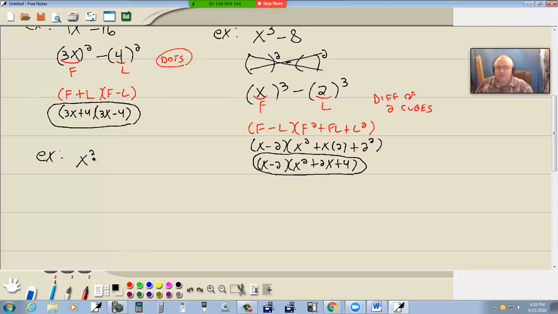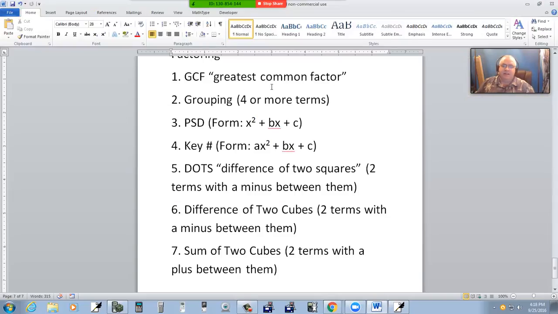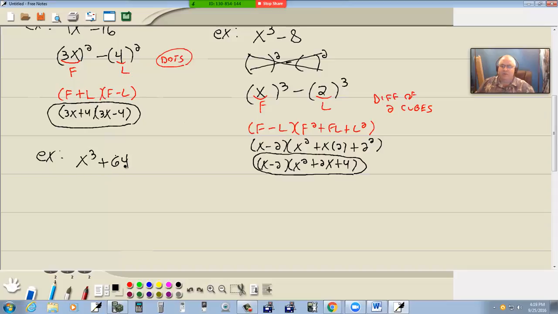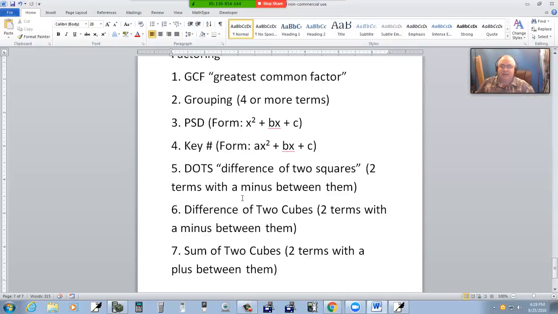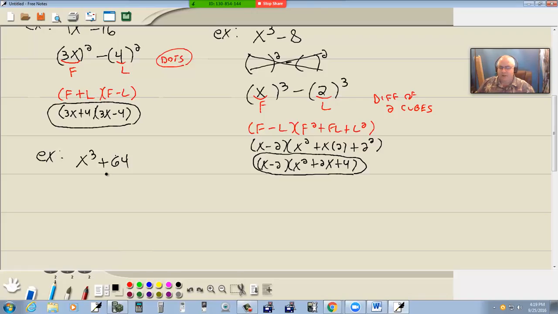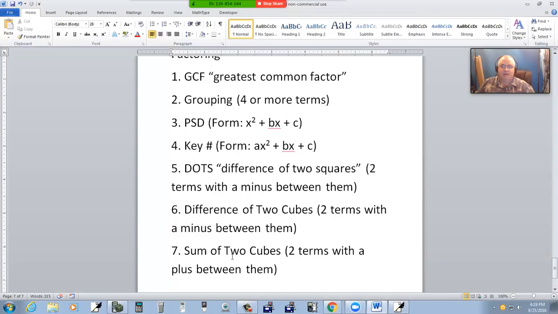Let's take a look at x to the third plus 64. Okay, GCF, there isn't any. Groupings are for four or more terms, that doesn't fit. PSD and key number are both three terms, that don't fit. Dots: difference of two cubes is two terms with a minus between them. We've got two terms with a plus between them, so that doesn't fit. Sum of two cubes, two terms with a plus between them.